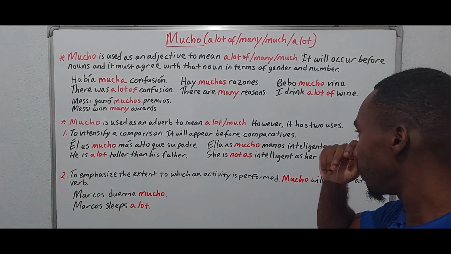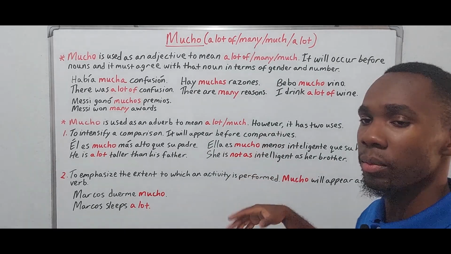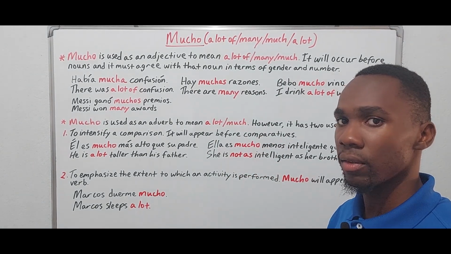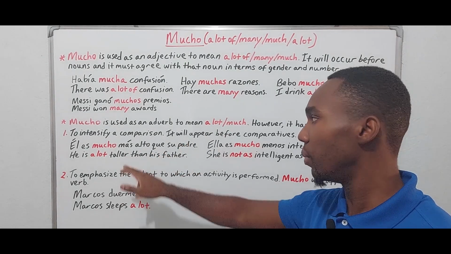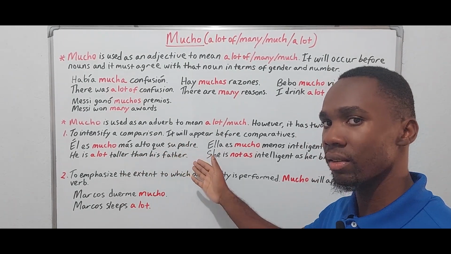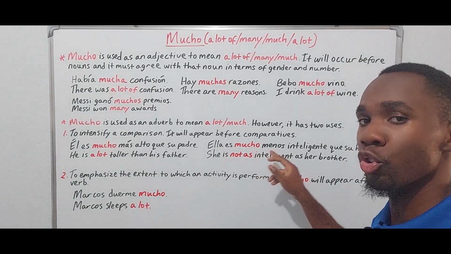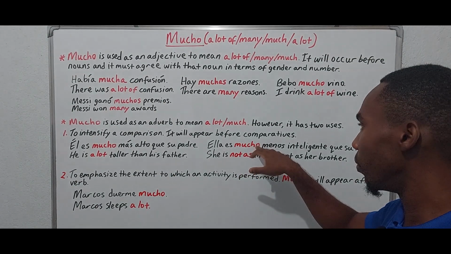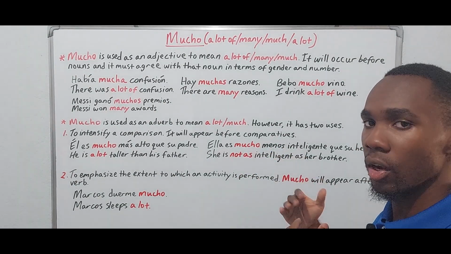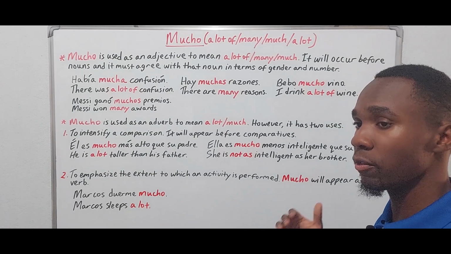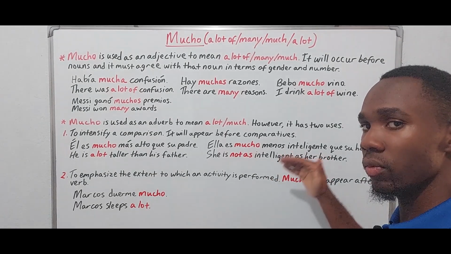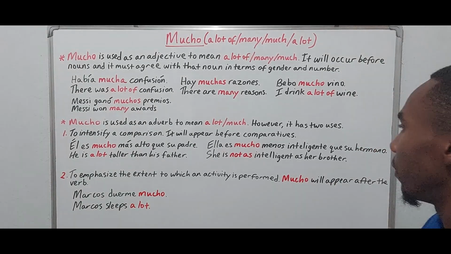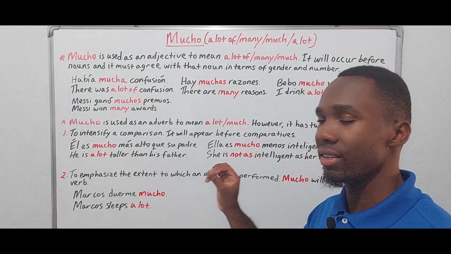So mucho would appear before the comparative and it is used to intensify that comparison, right? Either to a higher degree, which would be mucho más, or to a lower degree, mucho menos, right? So here you would use mucho before the comparative to a lower degree, which should be menos plus the adjective, right? Okay. So that's the first usage as an adverb.